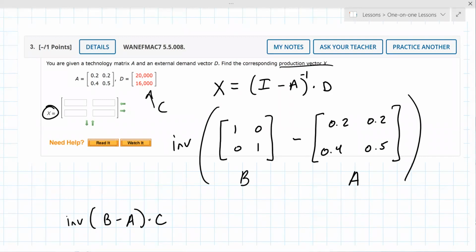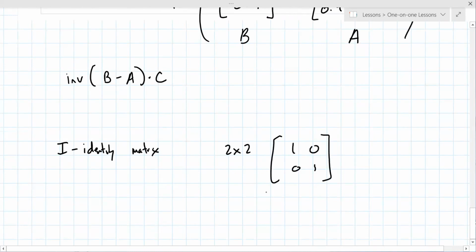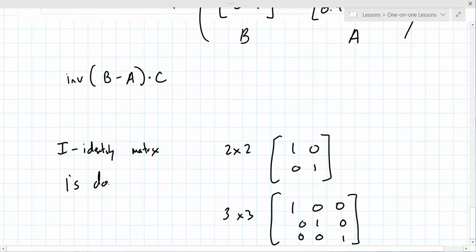So then what is the 1, 0? What is B from? So the identity matrix depends on the size of A. I stands for identity matrix. A 2 by 2 looks like what I just showed you: 1, 0, 0, 1. A 3 by 3 looks like 1, 0, 0, 0, 1, 0, 0, 0, 1. So you can see that it has ones down the diagonal.